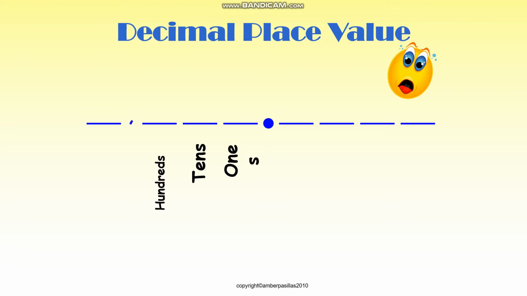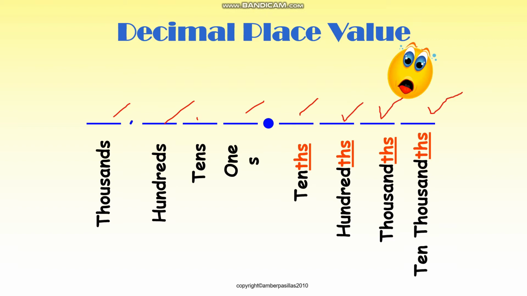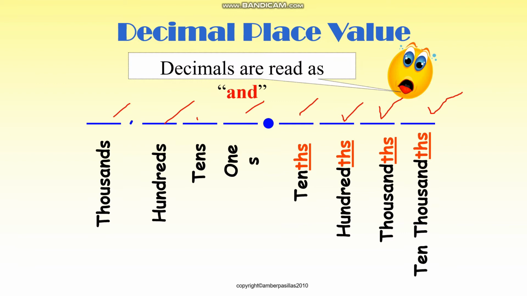The whole number always starts with ones, tens, hundreds, thousands. But after the decimal point, it always starts with the tenths place, hundredths place, thousandths place, ten-thousandths place, and so on. So decimals are read as follows.